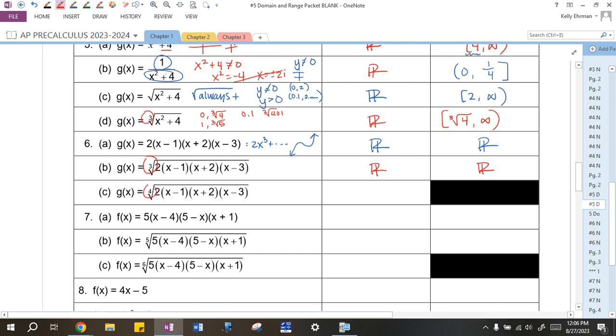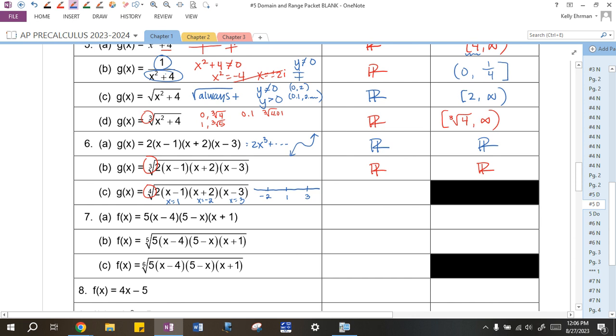If we're fourth rooting, now we have to pay attention to, we're not going to do range for this, we are going to pay attention to domain. Okay, think about the 3 values that cause this thing to be 0. X equals -2, x equals 1, x equals 3. You have some options here.